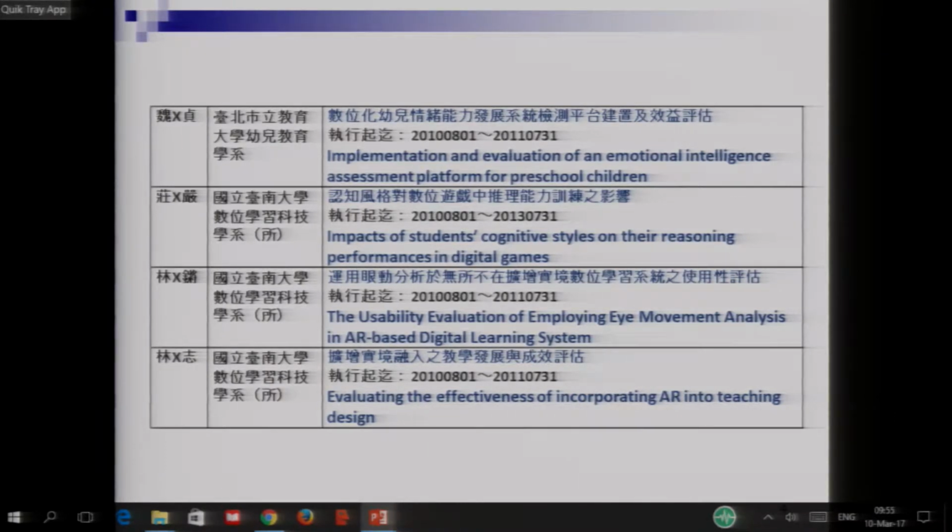Yes or no? Yes. Okay, very loud. Someone says yes. Why do you say yes? Which keyword? Eye movement or AR or digital learning system? Digital learning system is a very old term, right? Maybe 20 years ago.